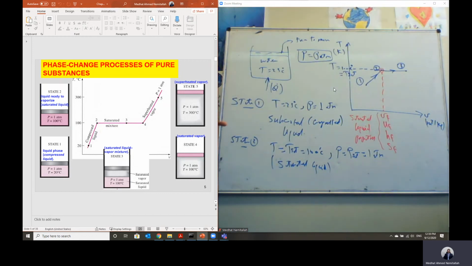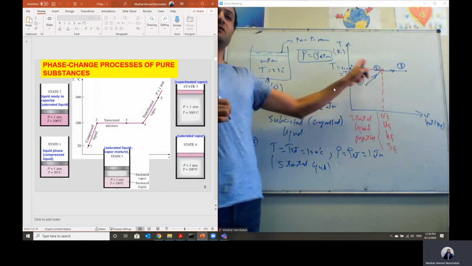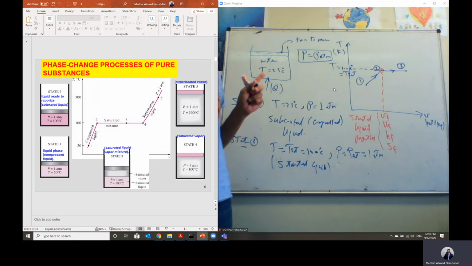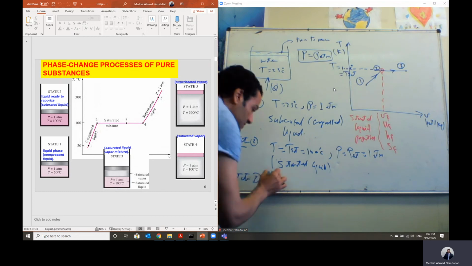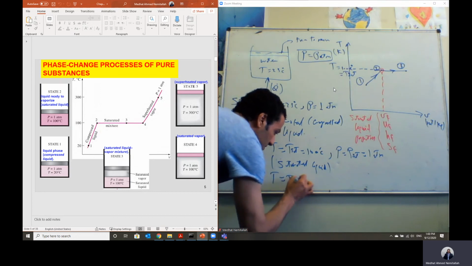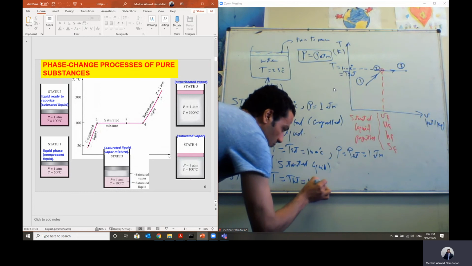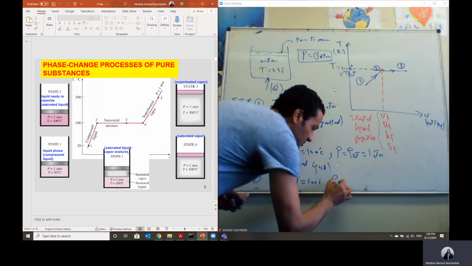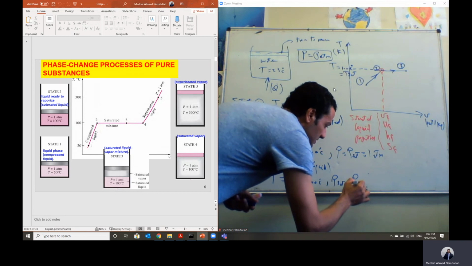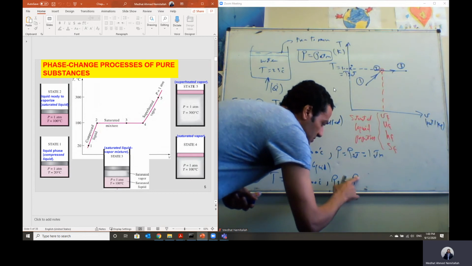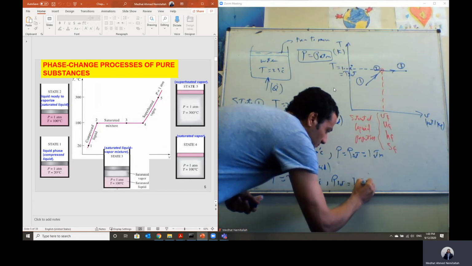At state number 3, we have a mixture of liquid plus vapor, and this is actually a pure substance as long as we have the same chemical composition. At state number 3, the temperature is the same, equal to the saturation temperature, which is equal to 100 degrees C. Pressure is the saturation pressure, which is equal to the atmospheric pressure, which is equal to 1 atmosphere.